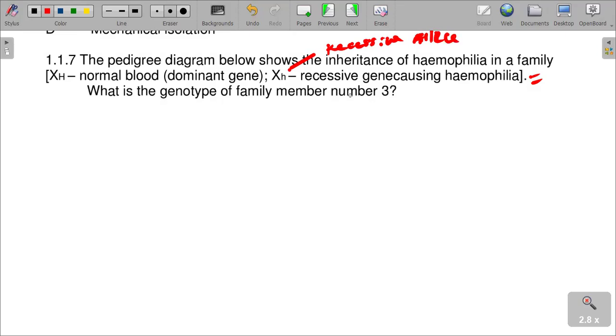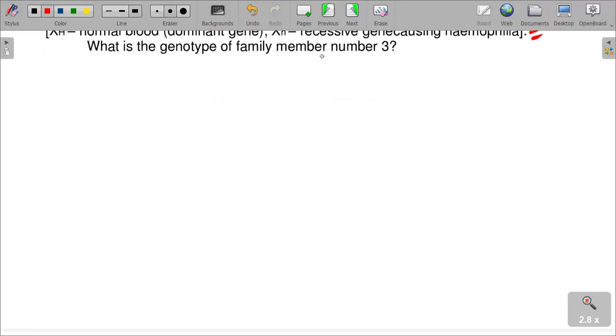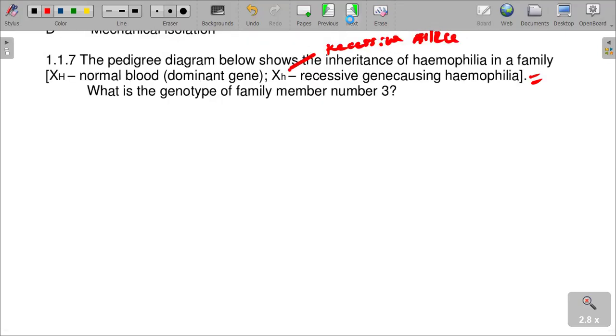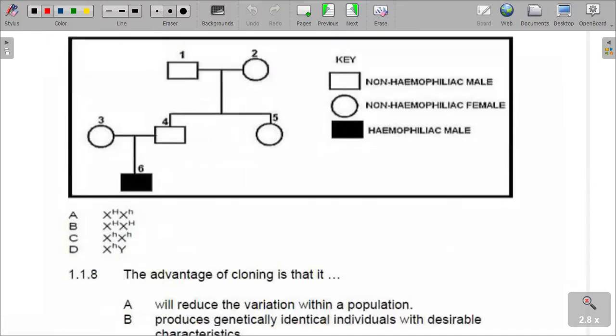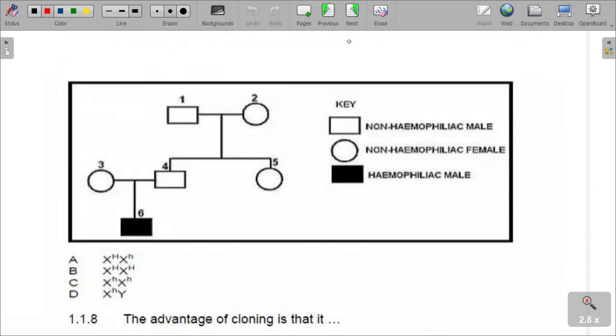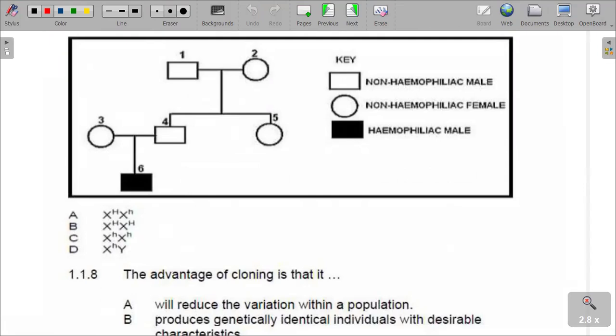What is the genotype of family member number three? What is the genotype of this family member? So I said that when we have situations such as these, we must understand that when the circle or the individual is unshaded, unshaded means non-hemophilic. However, we have an affected son here, a son who is affected. How do we have an affected son?